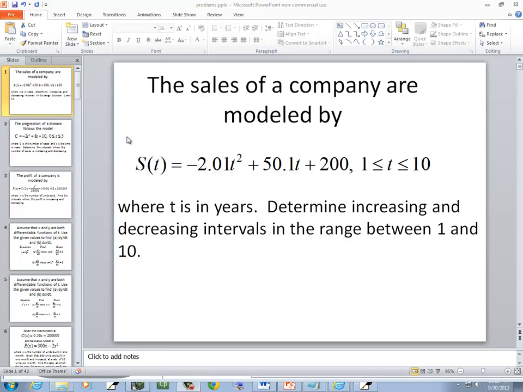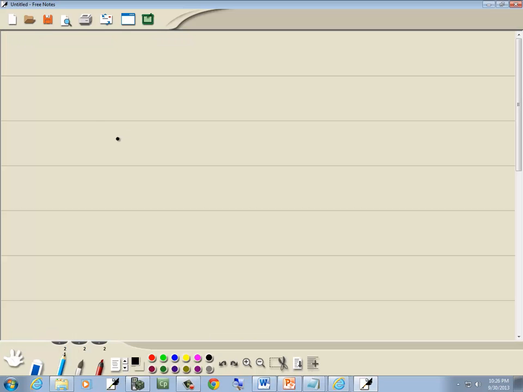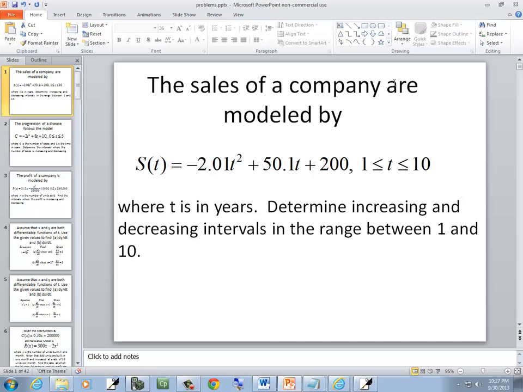In this problem, the sales of a company are modeled by this equation. S of t is equal to negative 2.01 t squared plus 50.1 t plus 200, when t is between 1 and 10, where t is in years. Determine increasing and decreasing intervals in the range between 1 and 10.